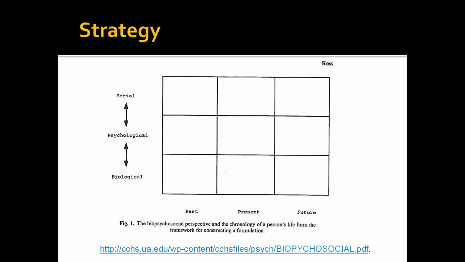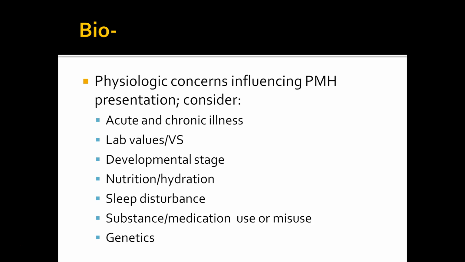So this is from the Ross readings. Here is the link. This is available in the public domain. And this is a way of categorizing your thinking. So what's happening across the social context over time, psychological context, and the biological context.